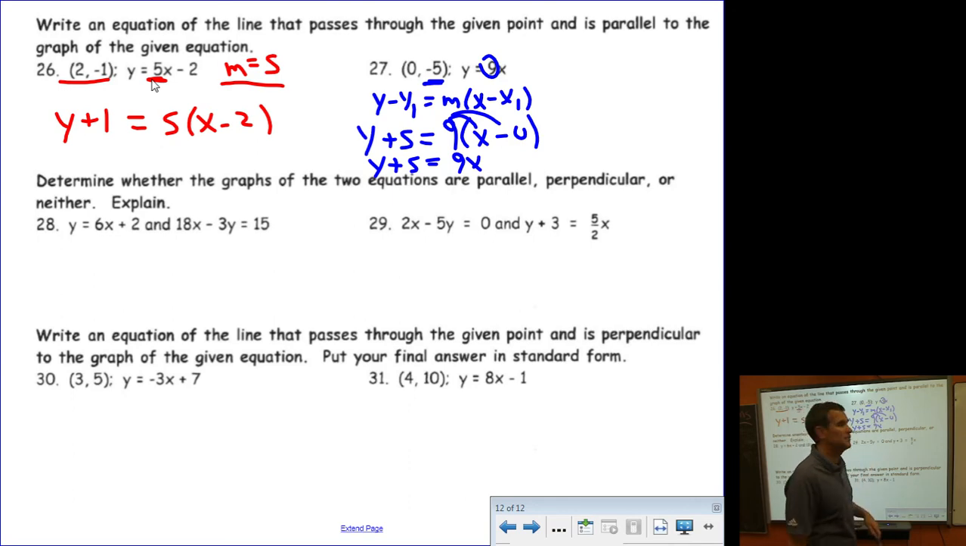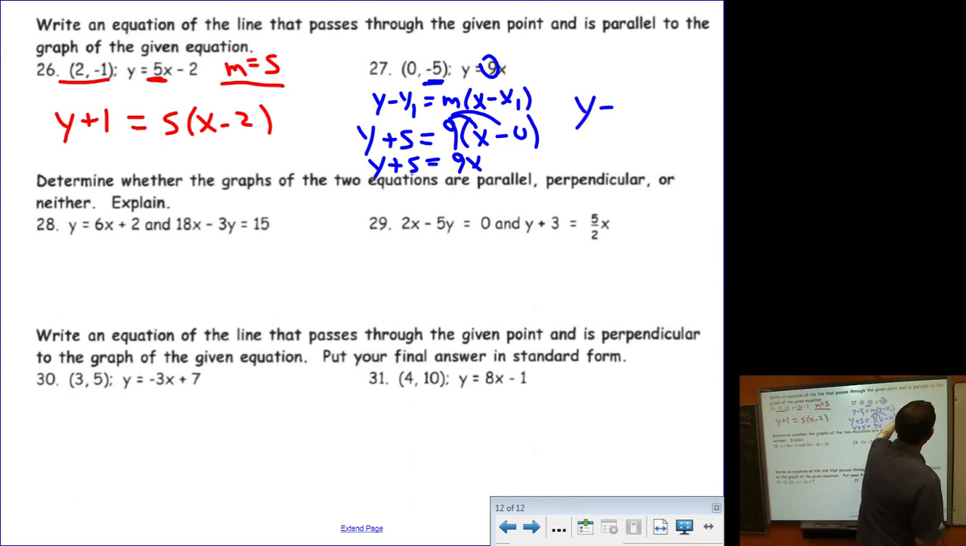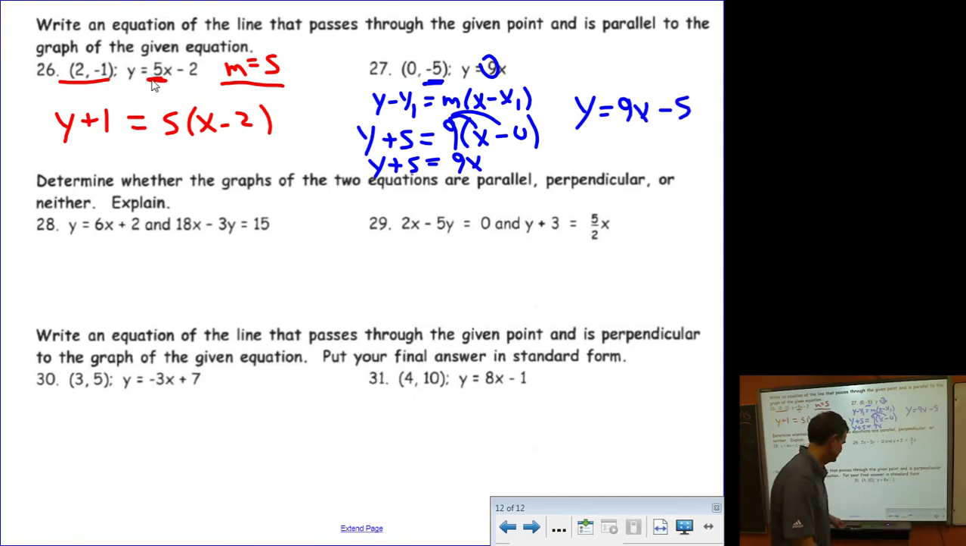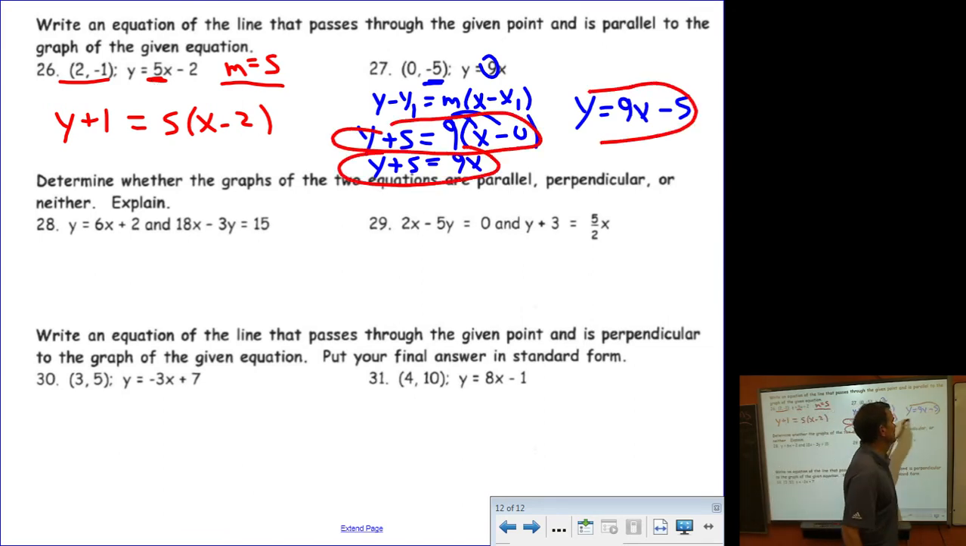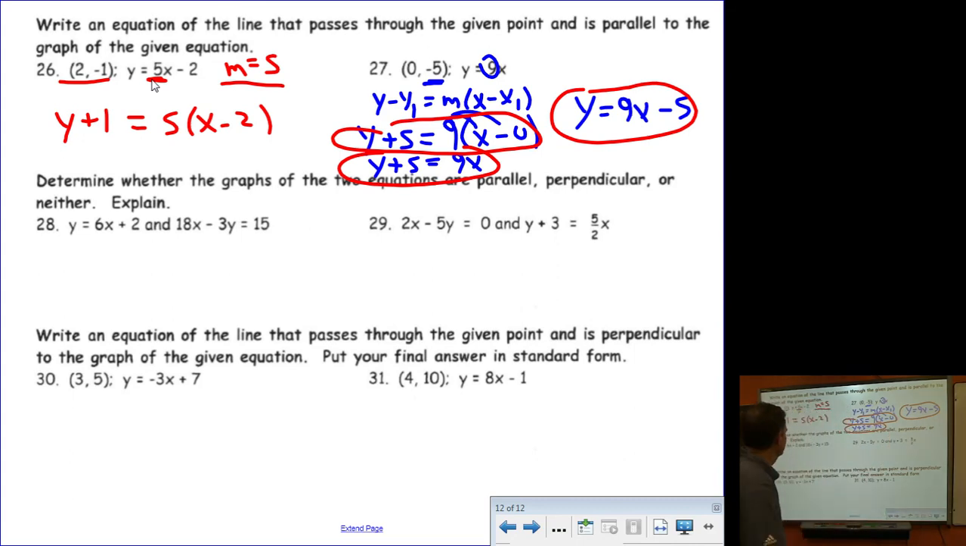Or if I subtract 5 from both sides, I'd have y equals 9x minus 5, and now I'm in slope-intercept form. Either one is fine. They're all good because it didn't tell us what form to write it in.